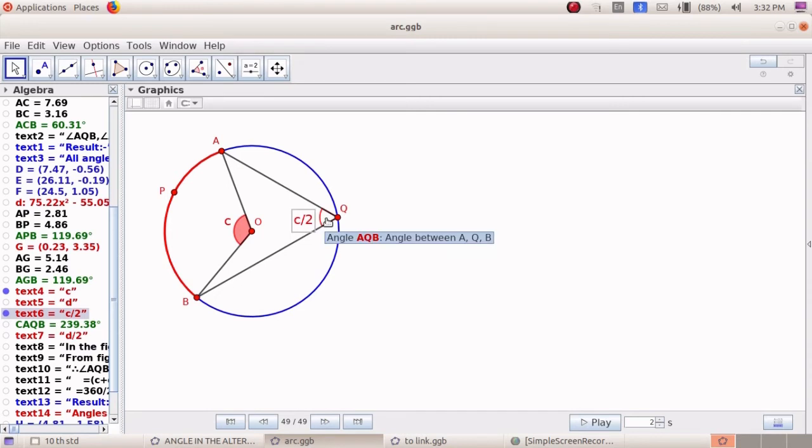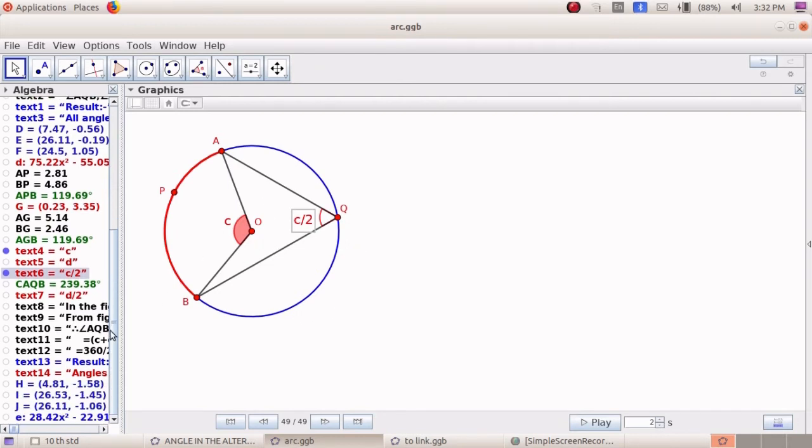Like that, if we take into account the arc AQB, let us take its central angle as D. We have taken that measure as D. When the end points A and B of arc AQB are joined to a point P on its alternate arc, we will get an angle there. We have found that angle will be half of the central angle of arc AQB. As the central angle of arc AQB is D, this will be D by 2.